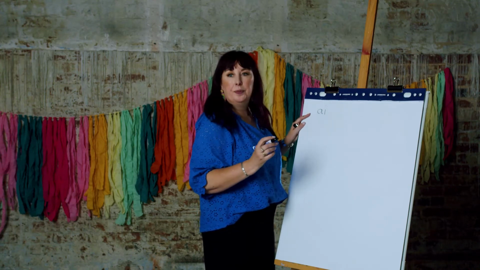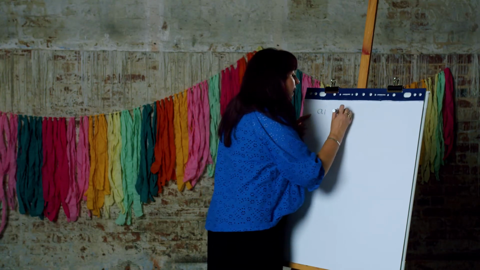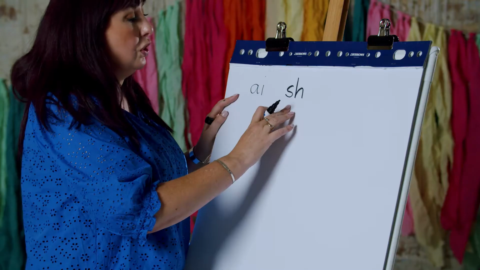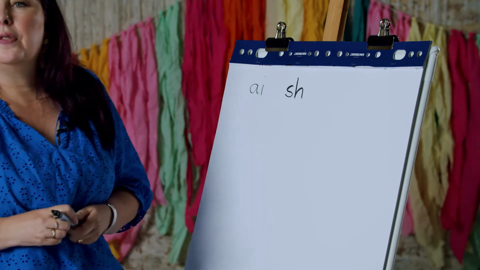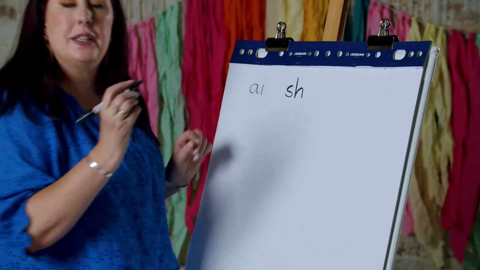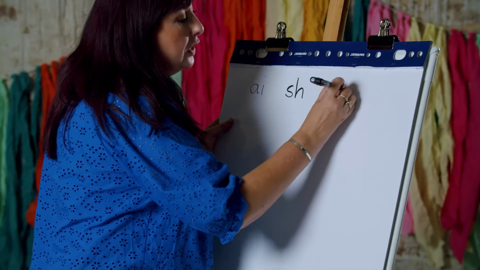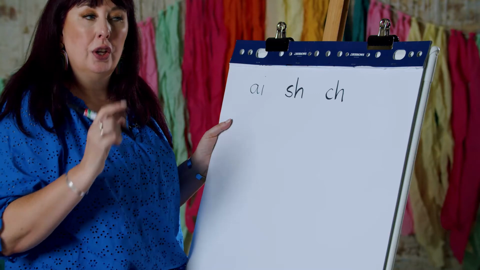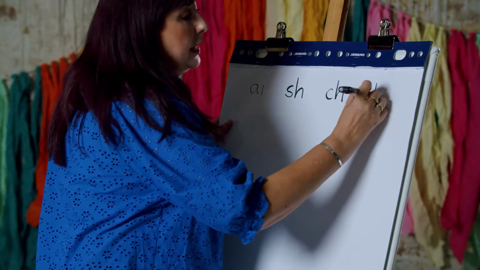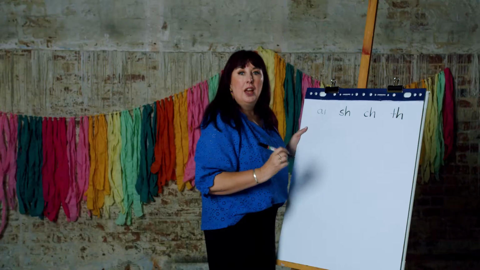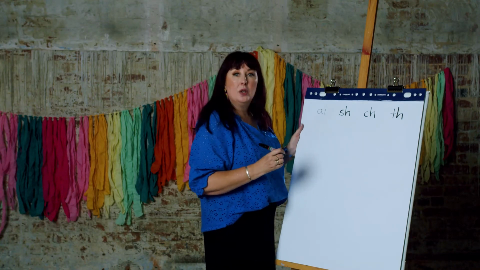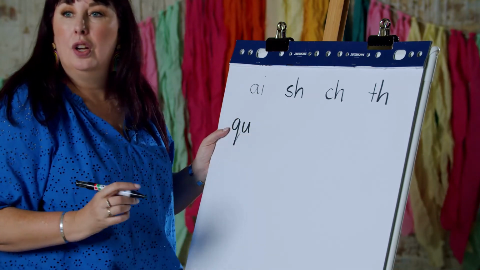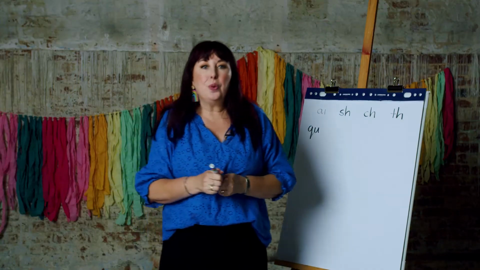You write that down. Our next digraph is sh. So as you write it, S-H says sh. Our next digraph is ch. Remember, say it as you write it. C-H says ch. Our next digraph is th. Say it as you write it. T-H says th. And our last digraph for today is qu. Q-U says qu.